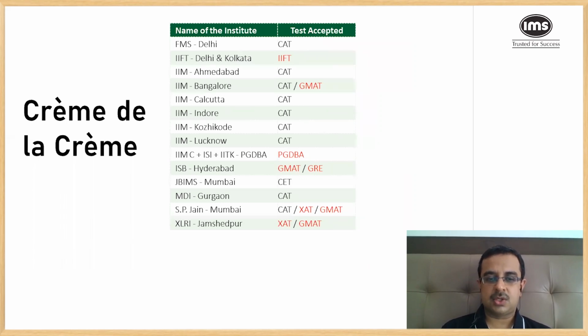ISB, of course, takes the GMAT or the GRE. SPJIMR, in addition to the CAT, takes the XAT and the GMAT. XLRI takes the XAT and the GMAT.